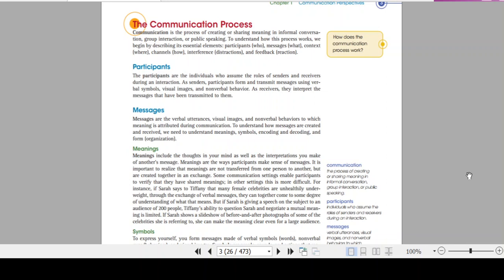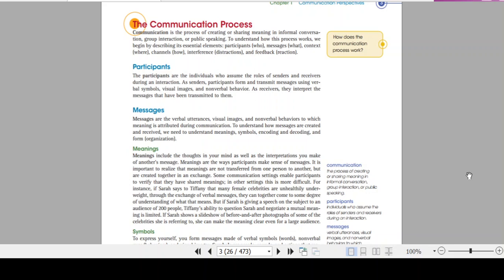Then messages. Messages are the verbal utterances, visual images, and nonverbal behaviors to which meaning is attributed during communication. To understand how messages are created and received, we need to understand meanings, symbols, encoding and decoding, and form like organization. So your messages may be verbal utterances, like you're speaking right now, I'm speaking; visual images, it can be writing, an image, a photograph, a painting; and then nonverbal behaviors. These are the nonverbal expressions: facial expression, hand movements, voice, speed, pitch, eye contact, posture. So these all are nonverbal behaviors because they do convey messages.